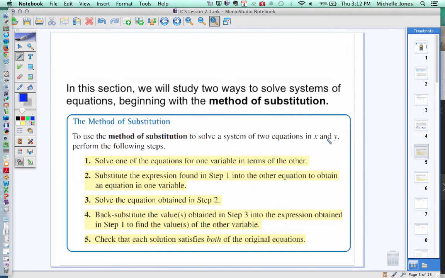Alright, so the first method for actually figuring out our solutions is going to be substitution. So there are a lot of steps on this slide. There are actually 5 of them. So don't feel like you have to write them all down. I'm going to do an example, so hopefully you can just follow the example.